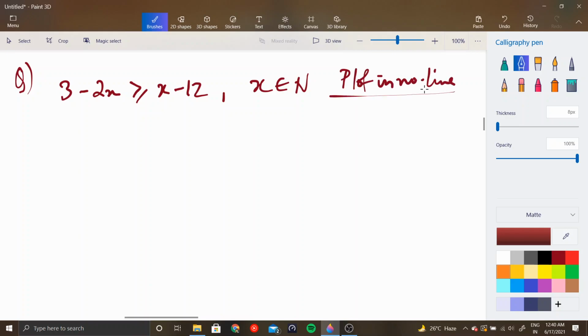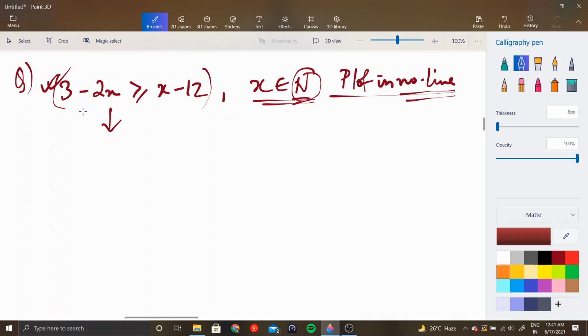So this is the question. They have given you a linear inequation of this type. They have mentioned that x is belonging to the natural number set. What are natural numbers? Basically 1, 2, 3, 4, 5, and up to infinity. Integers basically, not fractions. Okay, they are natural numbers, and you need to plot the solution set on a number line. So first step is solving this, right?